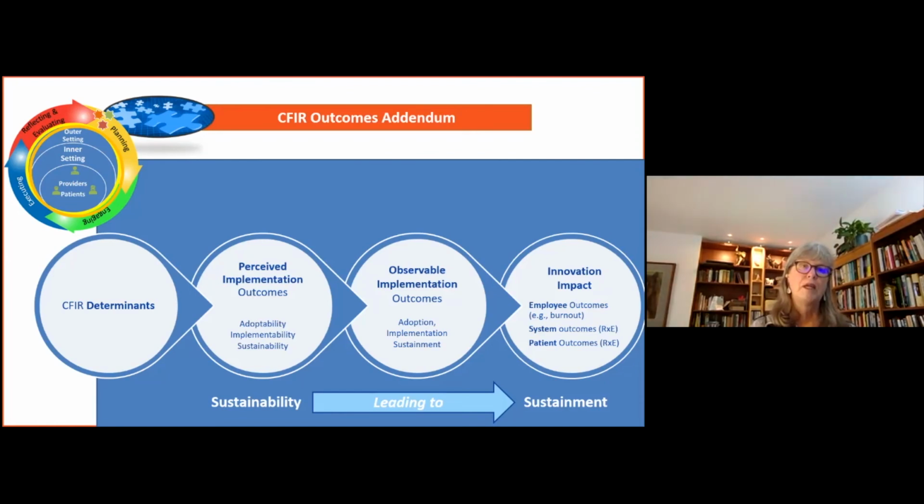And for those of you familiar with the LeaRRn framework, you will recognize those three types of outcomes. And then those perceived outcomes may help to predict future observable implementation outcomes, including actual adoption, implementation, and sustainment. And then in turn, those would impact innovation outcomes or innovation impact. And we are strongly recognizing the importance of three major classes of outcomes or recipients of those outcomes.